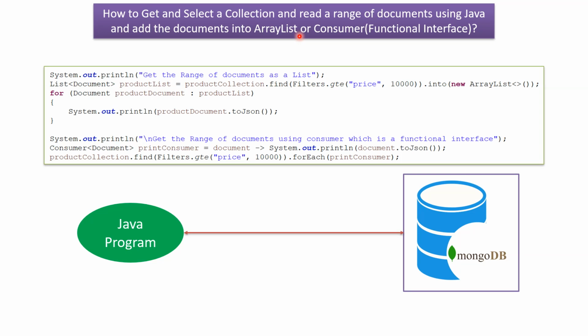In this video tutorial, I will explain how to get and select the collection and read a range of documents using Java and add the documents into an ArrayList or consumer, which is a functional interface.